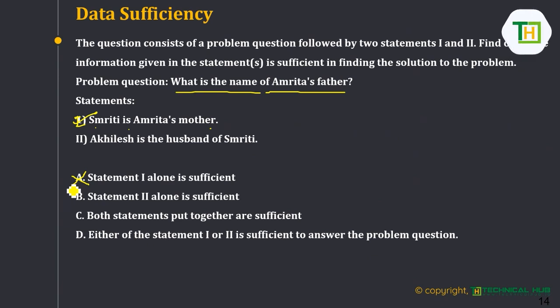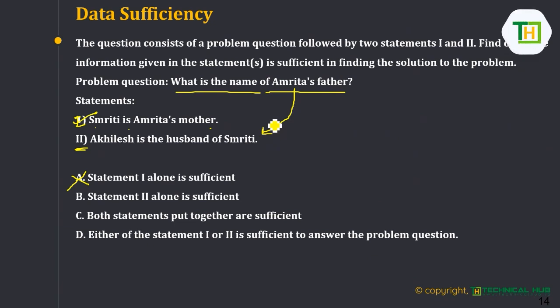Okay. Now take the statement two alone. Forget about the statement one. Just take the statement two alone. What is that? Akhilesh is the husband of Smriti. But do you know what is the name of Amrita's father? You don't know, right? Because you don't know the relation between Amrita and Smriti if I take the statement two alone.